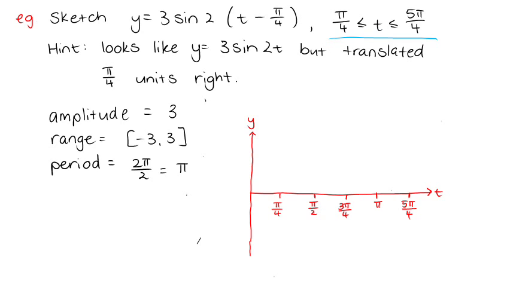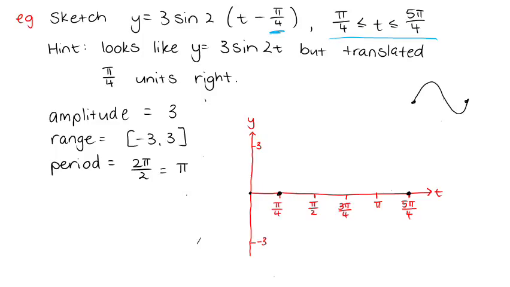Right. Our range is from -3 to 3, so it's going to go between 3 and -3. We know that a sine graph looks like that. It would usually start at the origin, but we're moving it over pi/4 units to the right. So it's going to start here. And it's got to go through a full pi before it repeats itself. So where is it going to end? If it starts at a quarter, yeah, 5 pi/4. Right? So that's that point and that point.